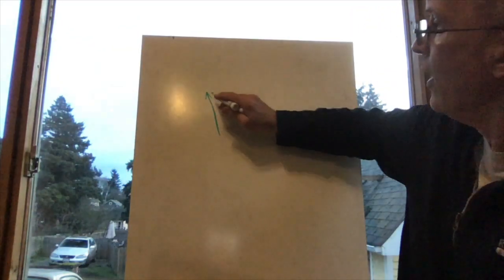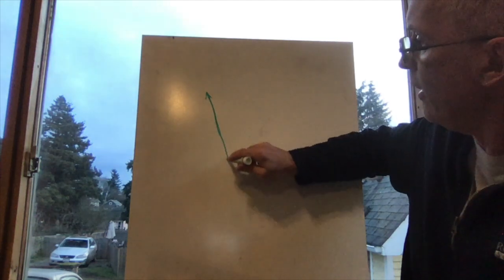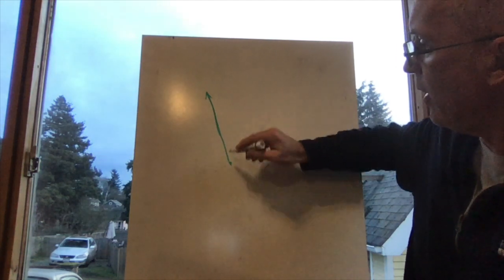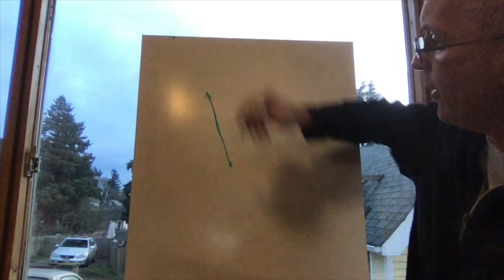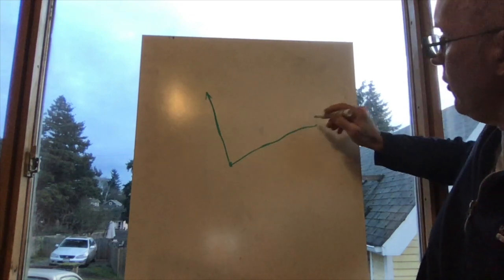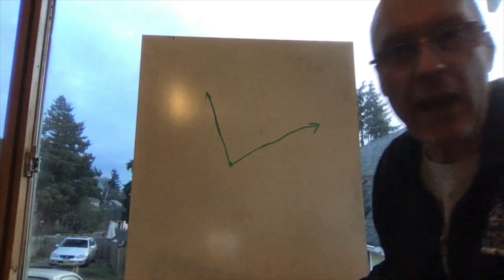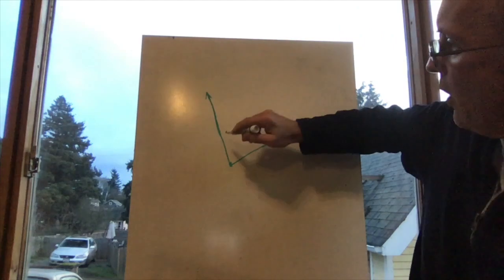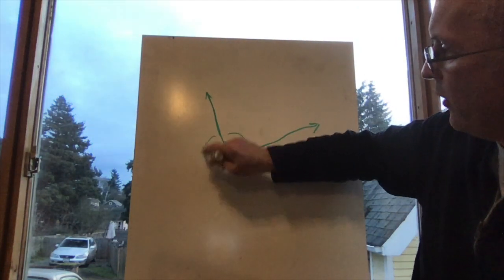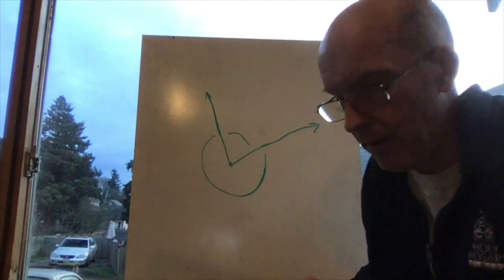This is not a line segment. This is called a ray. A ray has an endpoint, and then it goes on forever. If you have two rays, it makes an angle. This would be called the interior of the angle. This would be called the exterior of the angle.